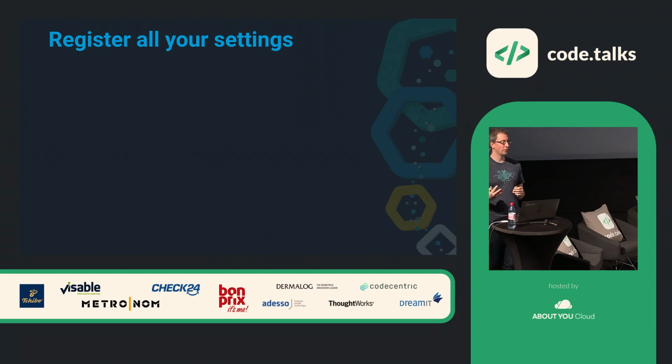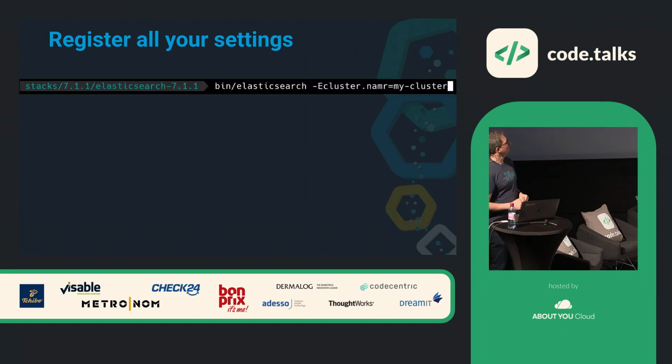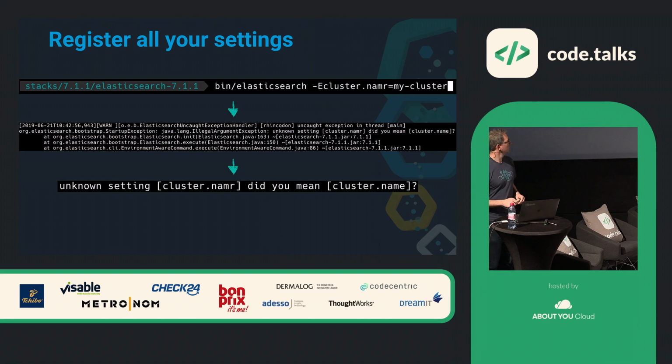But there's one wonderful side effect of forcing everyone, also plugin authors, to register their settings. And that's this. We have a list of settings. So if you ever try to start Elasticsearch and put a small typo in the configuration, we can just compare it to the list of settings we have and see if there are similar settings. We can just use the Levenshtein distance or whatever, and just tell the user, look, did you mean this?